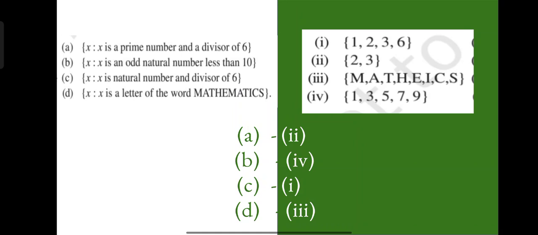What is A? It should be a prime number, so it should come only in the multiplication table of 1, as well as it should be a divisor of 6. So the answer is 2 and 3.